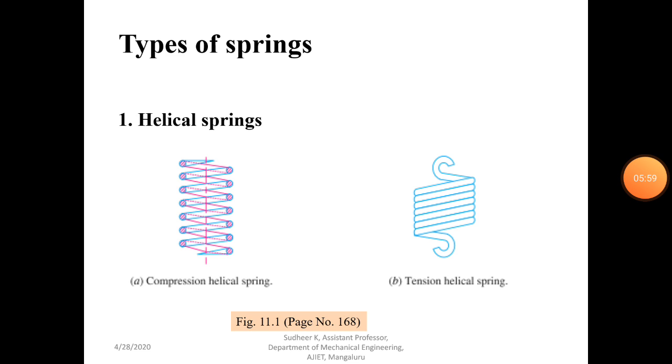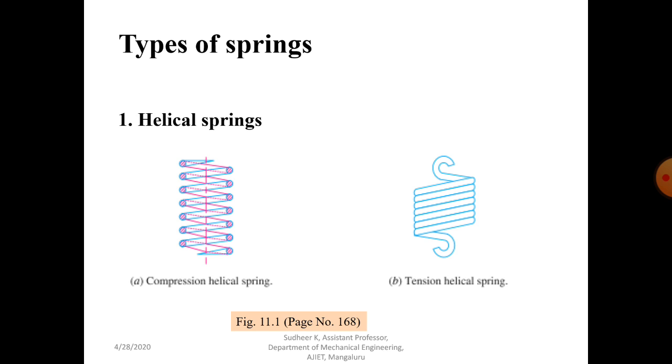In helical springs also there are two types. One is called the open coiled helical spring, and the other is called the closely coiled helical spring. What is the difference between these two? In the closely coiled spring, the helix angle is very small, less than 10 degrees, but in the open coiled spring, the helix angle is more than 10 degrees.